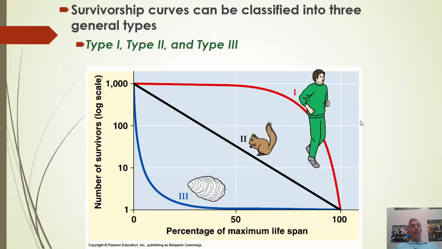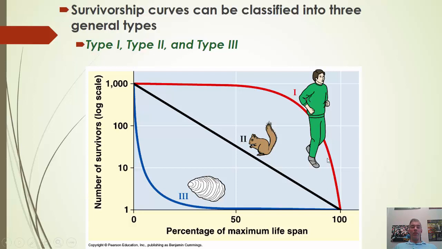Okay, so these different types of survivorship curves, the ones that we looked at previously, have names. They're called type 1, type 2, and type 3. Type 1 is the one that human beings show, where we have very high survivorship early on, and it's not until much later in life that we have a significant drop-off in individuals once they get old enough to where they'll die.